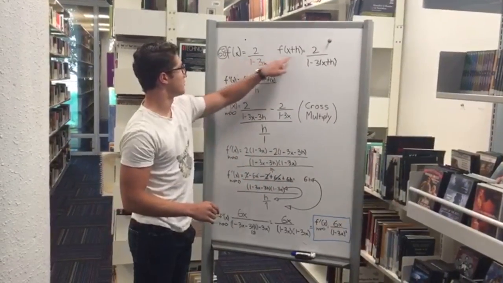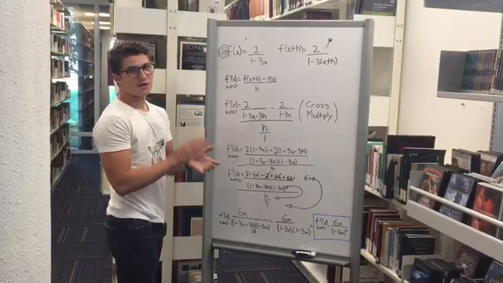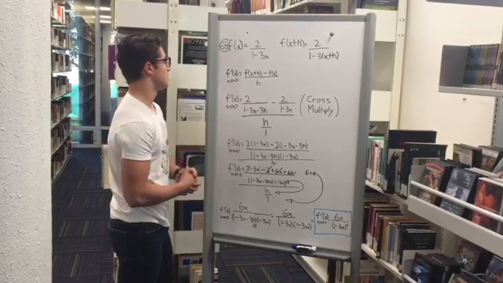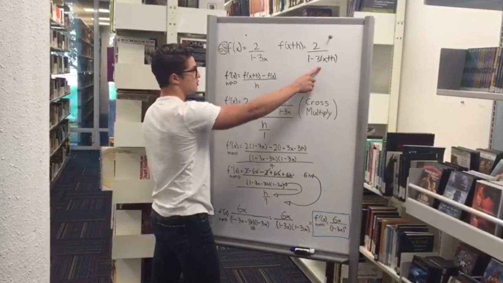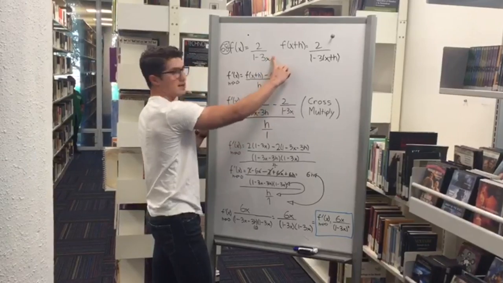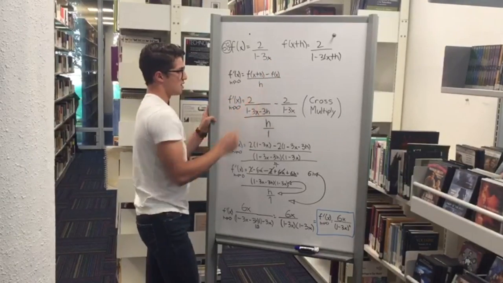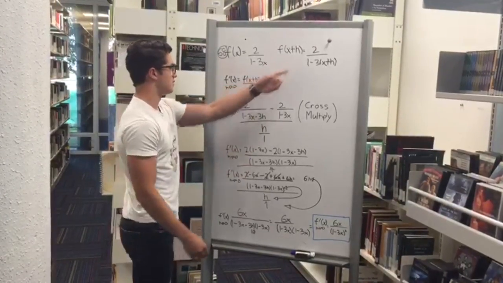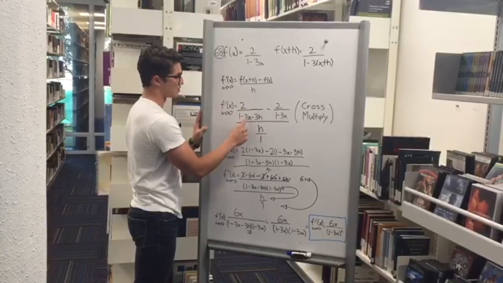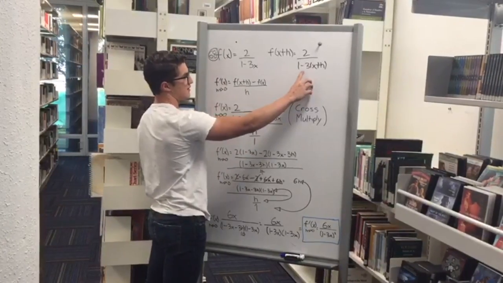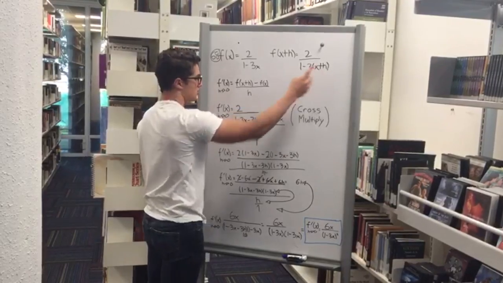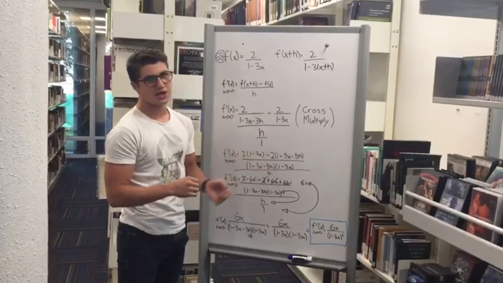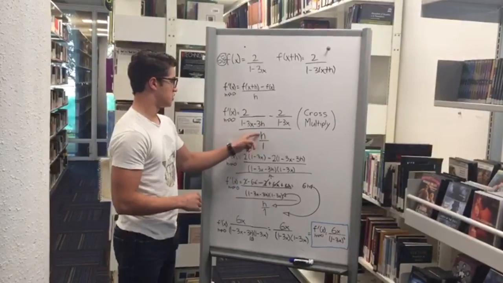Now, once you get both of these functions, we want to get f prime of x. The formula for this is function of x plus h, which we get right here, minus function of x, over h. Now we're going to replace. We first put the function of x plus h, which is 2 over 1 minus 3x minus 3h, since we multiply the negative 3 with the x and with the h. This minus our function of x, which is 2 over 1 minus 3x. All of this over h.